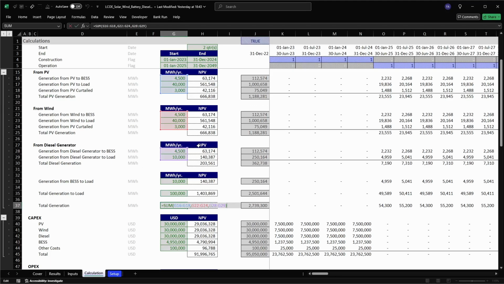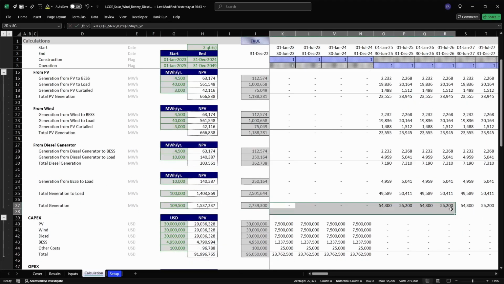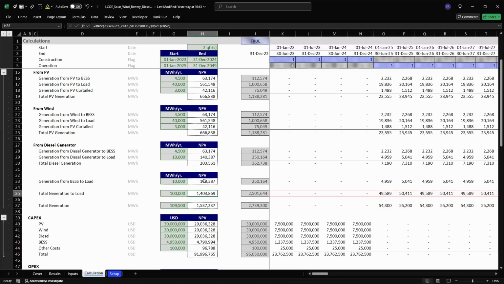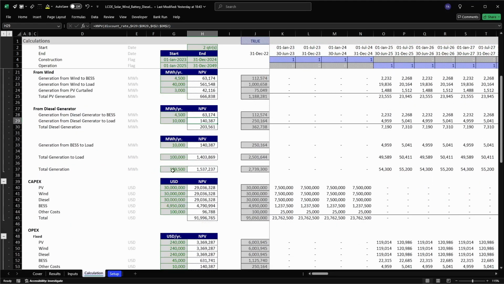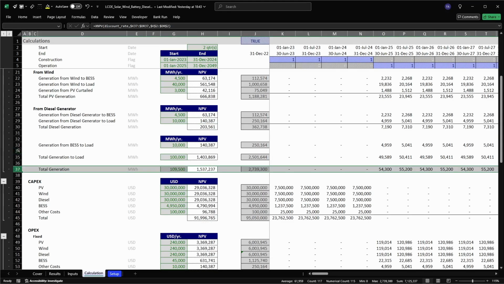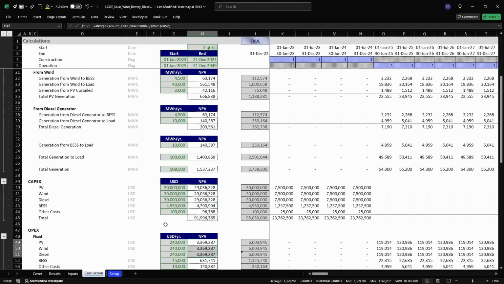and total generation, which is just adding everything together. Then basically here I lay out the numbers in the timeline series, and then I calculate the NPV for each and every row of cost and generation, right? In this case, only for the generation. I'm going to calculate the costs over here.